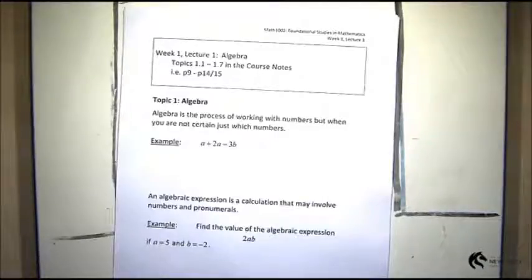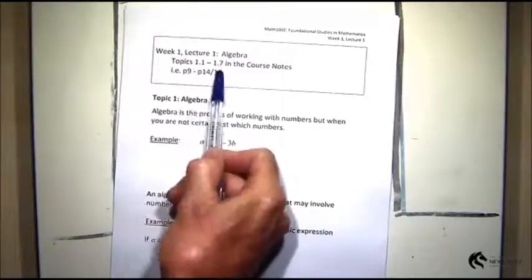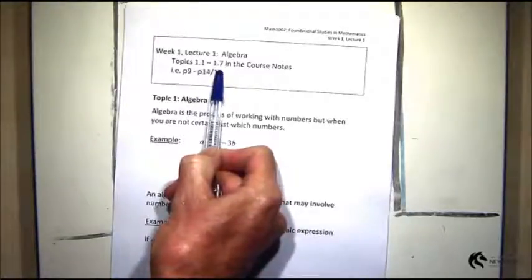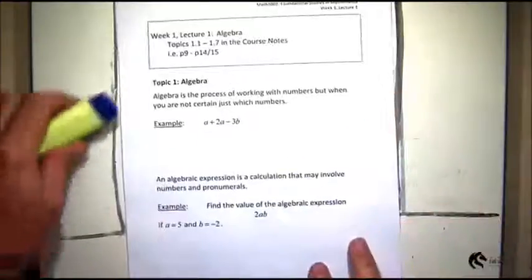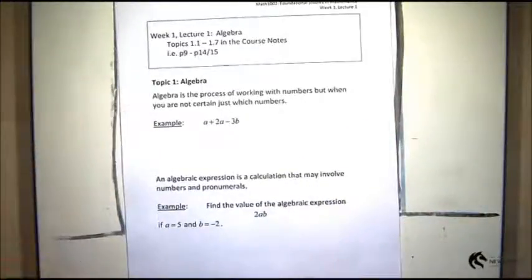So in the course notes, we are covering topics 1.1 to 1.7 today, and that takes you from page 9 to page, halfway down page 15, I think. If you're going to look into your notes, that's the relevant sections in there. I've just extracted the important bits out of the notes here. So first of all, topic 1, algebra.